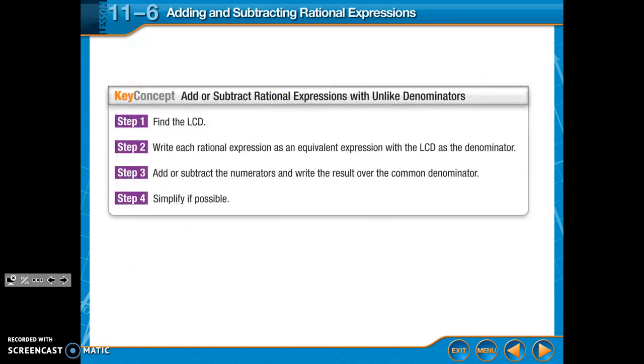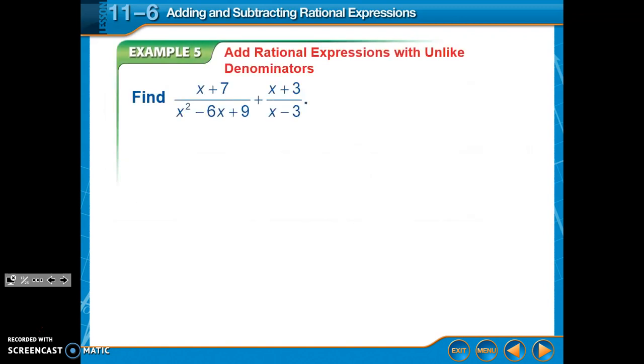Okay, so if I want to add or subtract rational expressions with unlike denominators, first I need to find the least common denominator, which is going to come from the least common multiple. Write each rational expression as an equivalent expression with the least common denominator as the denominator, and then add or subtract the numerators and write the result over the common denominator. Simplify if possible. So let's do one.